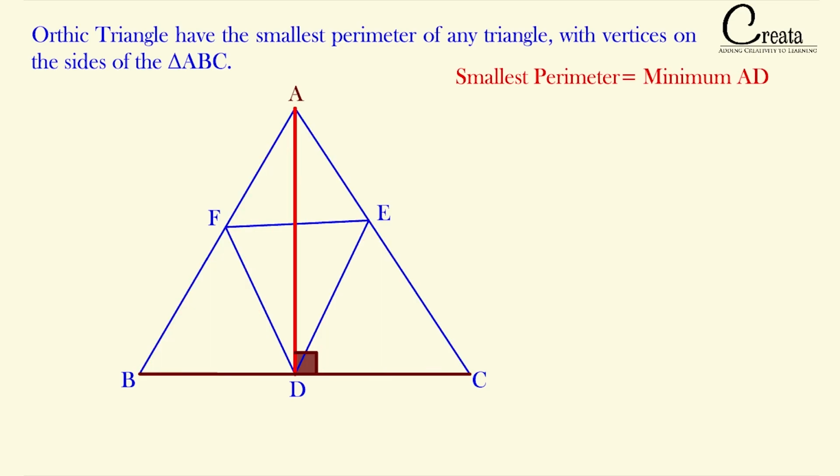Getting the fundamental here? So the smallest perimeter of the triangle DEF will be possible only when AD is perpendicular to BC. That is, AD is the altitude for the triangle. We got AD as the altitude of the triangle. That is, point D is the foot of the altitude. And we know the triangle formed by the points at the foot of the altitude is the orthic triangle. So we got the triangle DEF is the orthic triangle. That is, the orthic triangle has the smallest perimeter of any triangle with vertices on the sides of triangle ABC. The orthic triangle will have the smallest perimeter inside the triangle ABC.